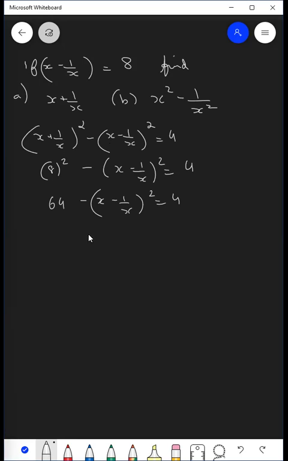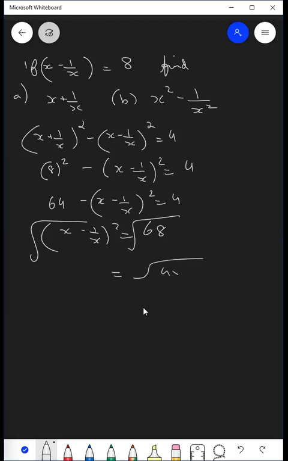So x squared plus 1 upon x squared is equal to 68. Then x is equal to plus minus root 68. So what is root 68? It's nothing but 4 into 17. That's the first answer. Do the B one. What about the B one? Just take out the factors of 68 and group them.